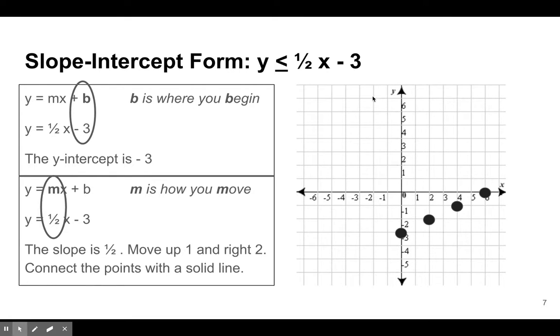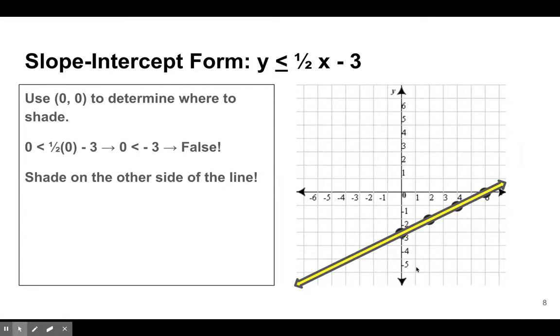After we have our points, this is where we use the information from yesterday. We read this symbol as less than or equal to. So that means that we would connect this with a solid line because of the equal to, and because it is less than, we would shade below the line, so we would shade this bottom portion of the graph.